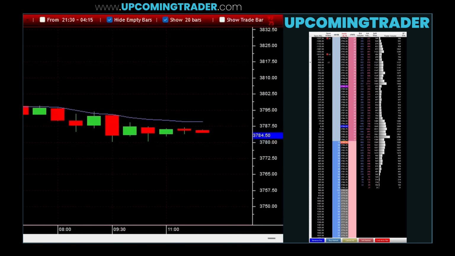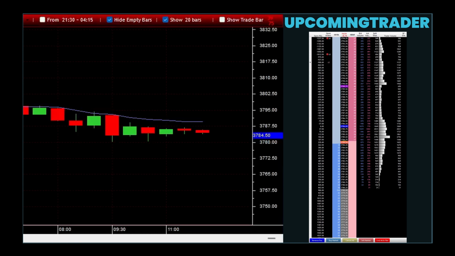Another intricate pattern is the stick sandwich, which occurs over 3 days. This pattern consists of 2 long black or red candlesticks with a white or green candlestick sandwiched between them. The closing prices of the two black candles are nearly equal, and the white candlestick represents a temporary interruption of the prevailing downtrend, which might suggest a bullish reversal.